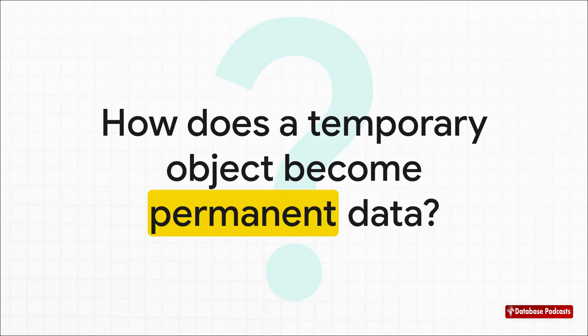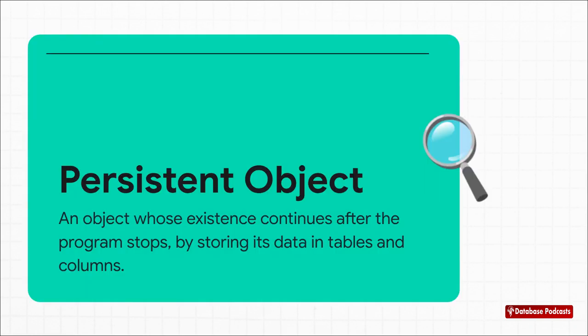Let's just put that question right out there, because this is the key to the whole thing. How does a fleeting, temporary object that exists only while a program is running become solid, permanent data inside a database table? The answer, the magic word, is persistence. A persistent object is simply an object that gets to live on even after the program that made it shuts down. And the most common way to do this by far is to take all the data inside that object and store it somewhere permanent, like, you guessed it, a relational database.